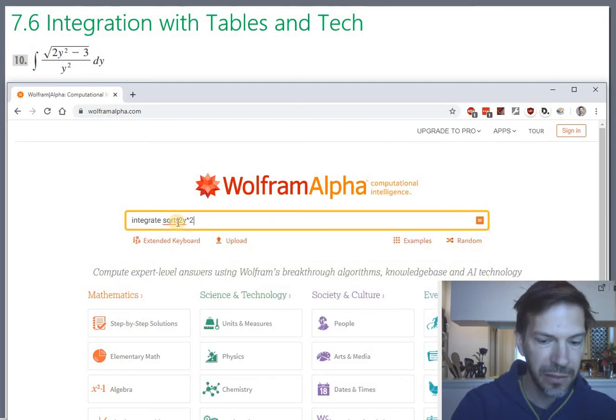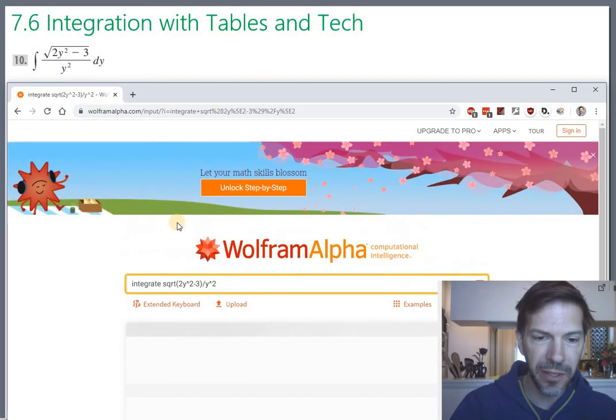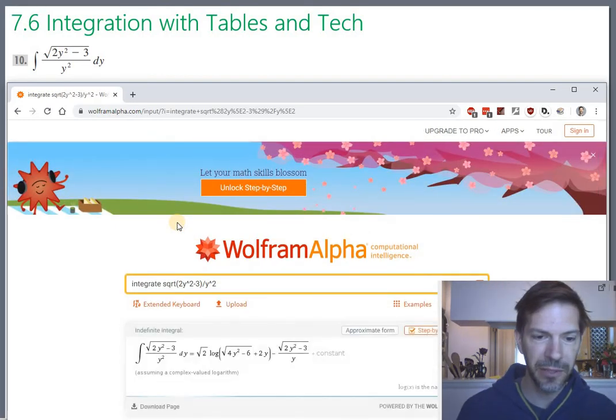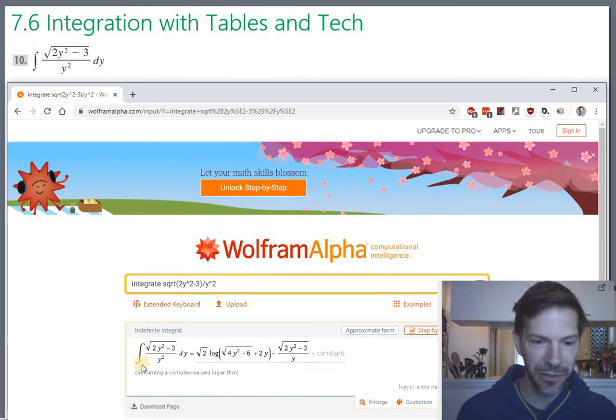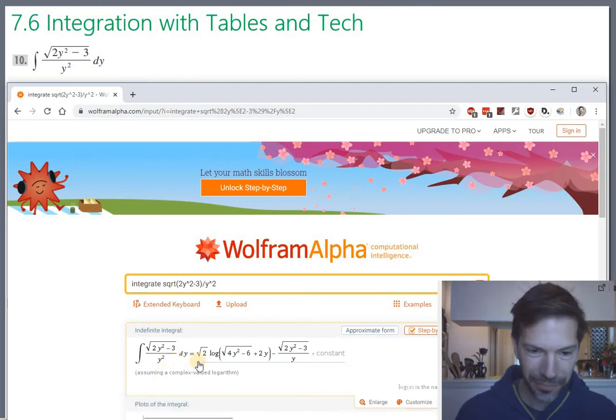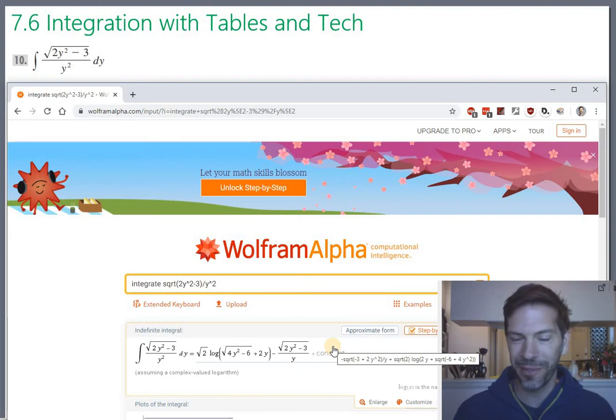2y squared minus 3, and I'll close the parentheses for the square root and say divided by y squared. As soon as I hit enter, I'm going to check and make sure that it understood my integral properly, and it does have square root of 2y squared minus 3 all over y squared. Okay, it looks like it understood that properly. And it's got the answer right there. It does put a plus constant on the end. That's our plus C.